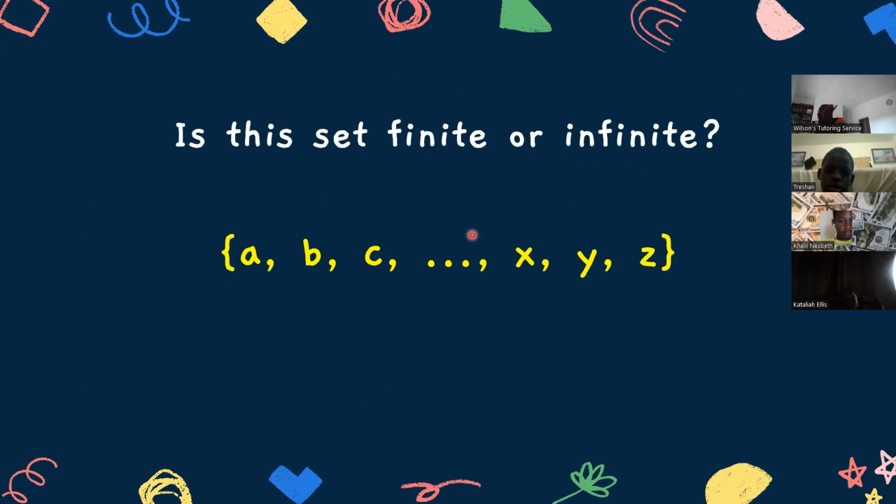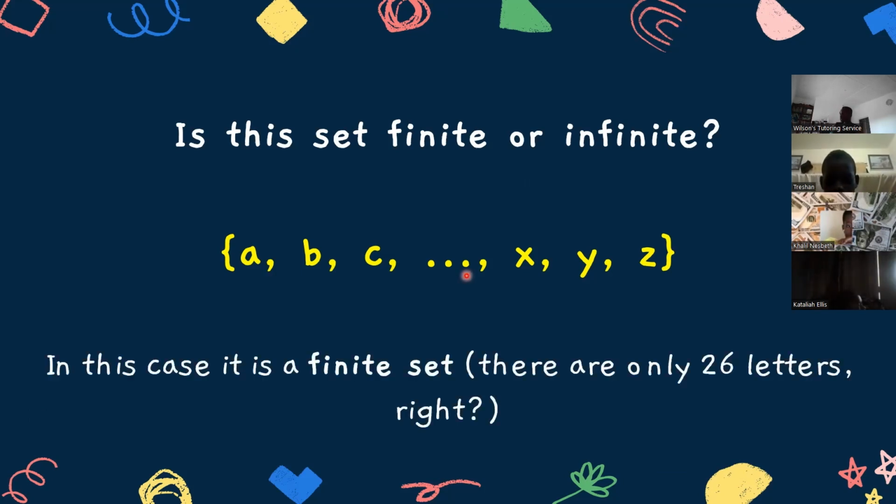Is this set finite or infinite? I mean, finite. How is it finite? 26 letters in the alphabet and it stops at Z. So it's finite. But the ellipsis is in the middle. What would the ellipsis mean right here? It means that it's standing for the other letters, the ones that are missing. We have 2 slides to go. It says in this case, it is a finite set. There are only 26 letters, right?